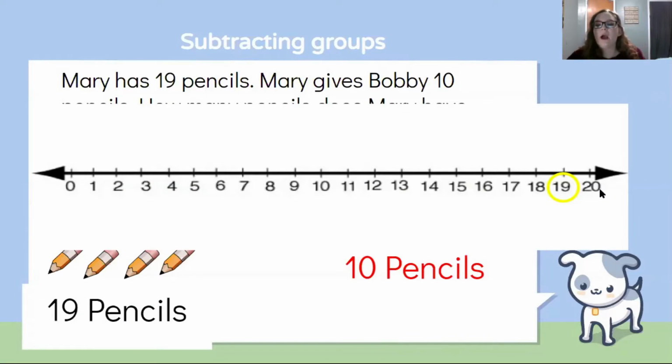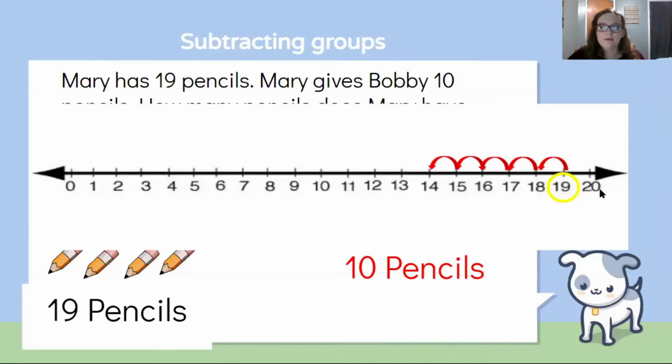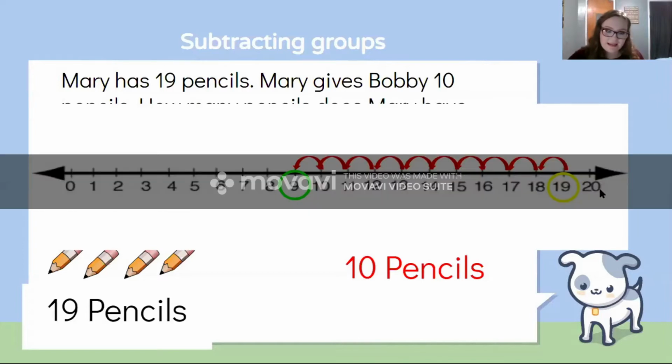So we're going to have to count backwards because we're getting rid of pencils, not adding. So we're going to count backwards, do 10 hops backwards. So let's do the hops. 1, 2, 3, 4, 5, 6, 7, 8, 9, 10. So we counted 10 times backwards and we got 9. So Mary has 9 pencils left out of her 19.